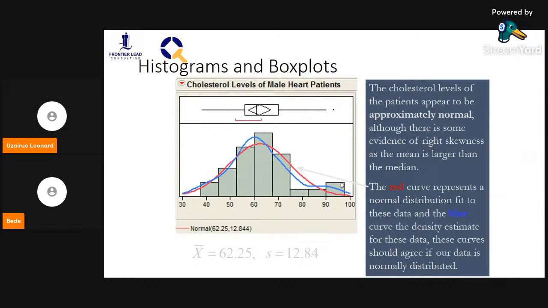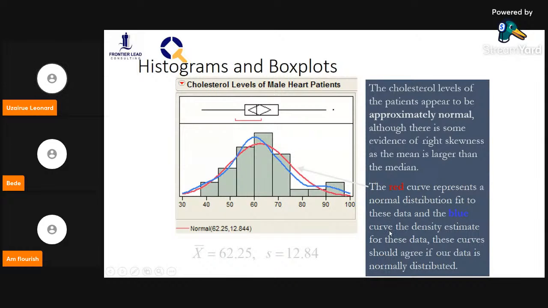Now, this is the box plot. You can see that the red curve represents a normal distribution fit to this data, and the blue curve shows the density estimate for this data. So it means that the red line is what is showing the normal distribution, while the blue line is trying to show the density estimate of the data you are looking at.